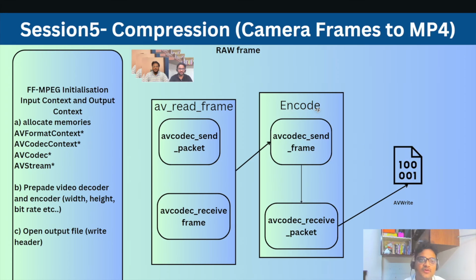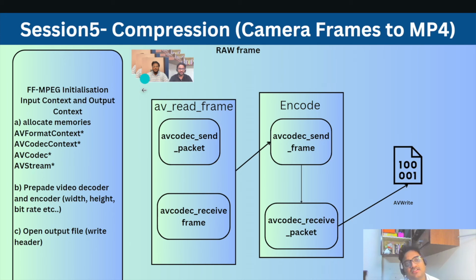Okay, so now here we are converting camera frames to an MP4 file. So instead of reading each frame from the camera and converting it into an RGB image, here we are reading each frame from the camera, compressing that frame, and writing that compressed data into the MP4 file. So for that we need this.